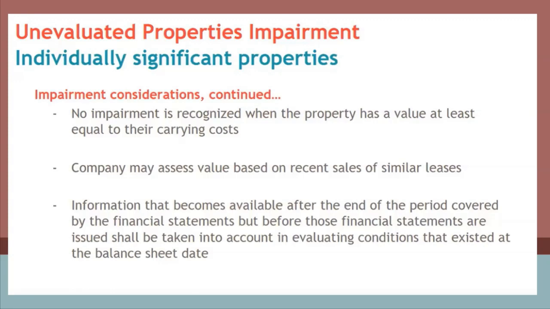Kind of already talked about. I mean, this is for insignificant properties. This is still for individually significant properties. As far as information that becomes available after the end of the period covered by the financial statements, let's say we find something out after the balance sheet date of 12/31 that proves that property really was impaired. If it's before the actual report date, we still need to factor that in and reflect the impairment of those properties. That's basically what that's saying.